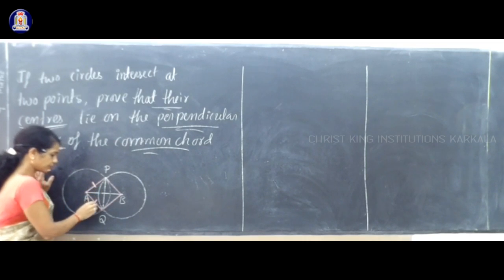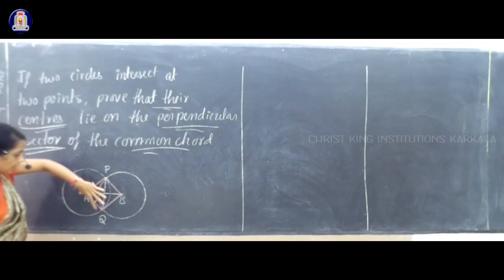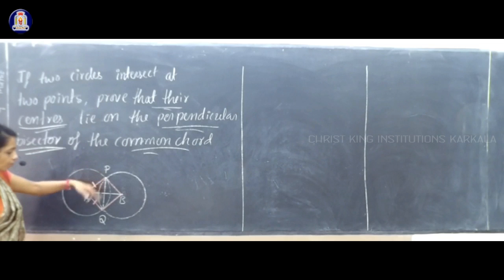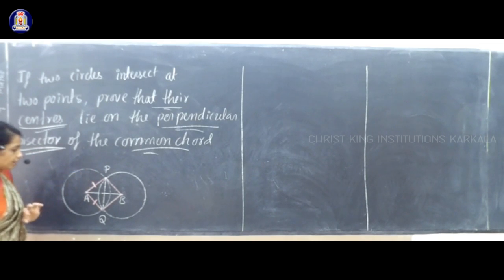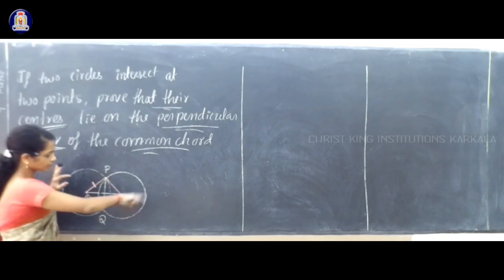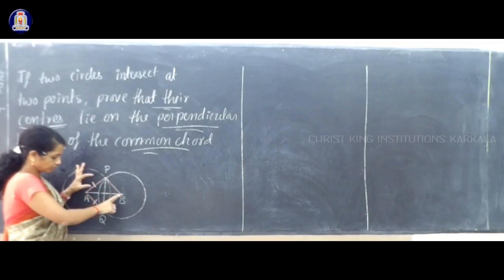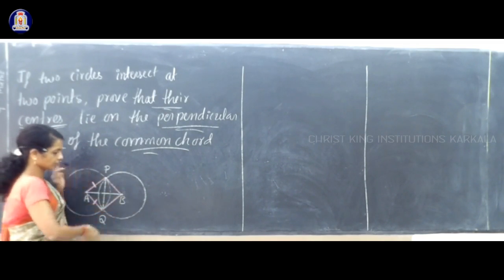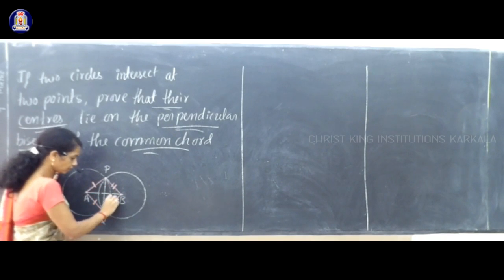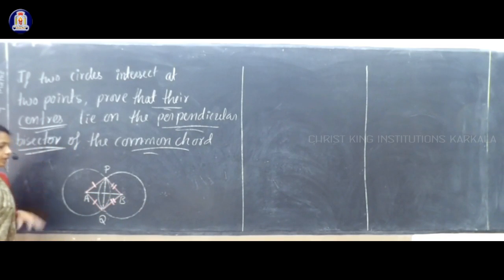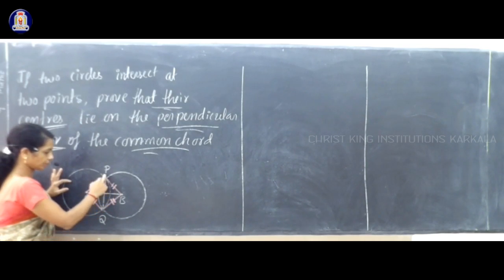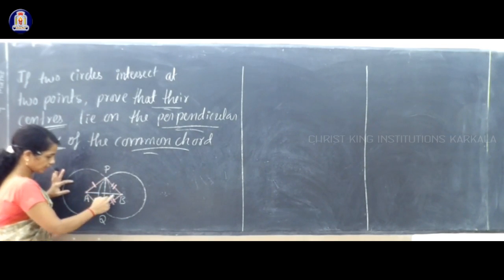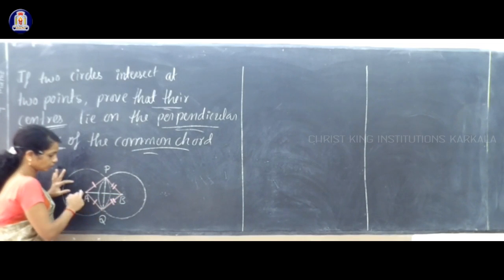So I mark that by the same mark. AP and AQ are radii of the left circle, so they are equal. And in the other circle, PB and BQ are radii of the second circle, so they are equal. I will mark those with an equal mark. Now you see triangle PAB, the upper triangle, and the lower one, QAB.